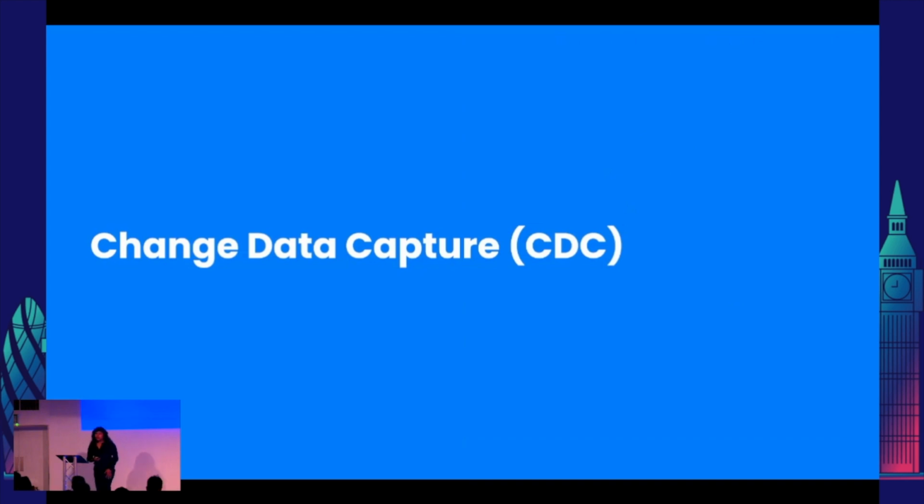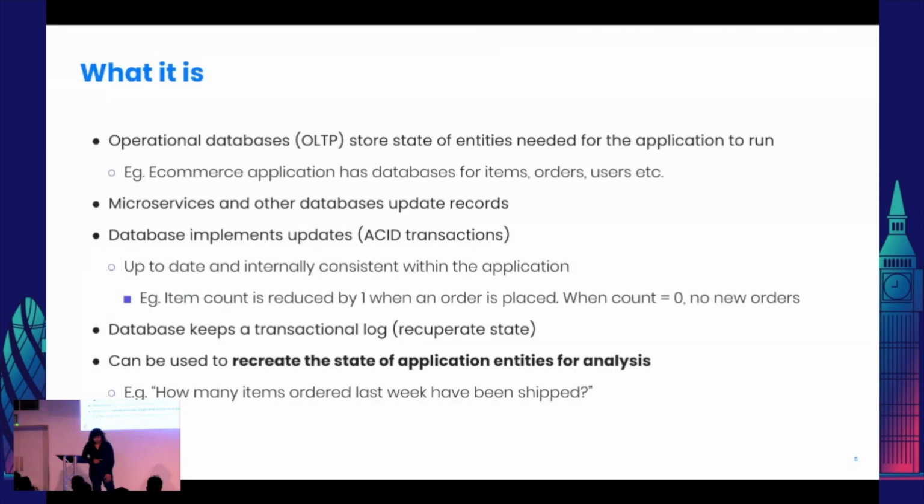OK, so change data capture, or CDC. I apologize, the slides can be a little bit wordy. Basically, when you have an application deployed in production, there are databases that help that application function. These are OLTP databases, or operational databases, sometimes called transactional databases. This is your Postgres, MySQL, SQL Server, et cetera, MongoDB. And these store the updated state of the entities that the application needs to function.